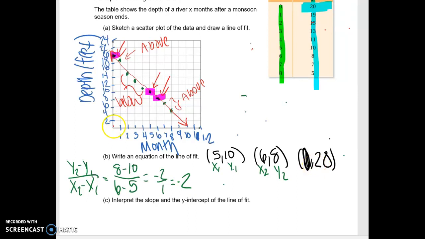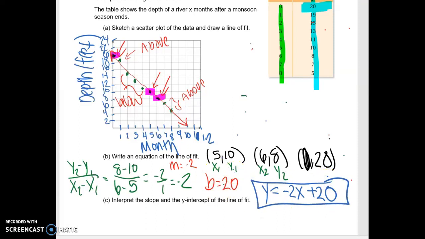So our slope is negative 2. And then our b is wherever we cross on the y-axis. And we cross on the y-axis at 20. So m is negative 2, b is 20. So then I'm going to take my y equals mx plus b, replace my m with my slope, which is negative 2, and replace my b with 20. And that is my line of best fit. So I use y2 minus y1. You could also use your rise over run. So here, you could have gone down 1, which was 1, 2, and then over 1, because it crosses right there.